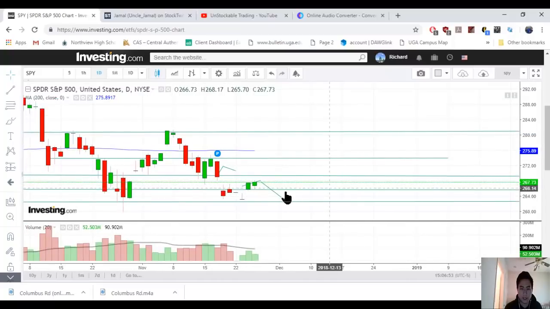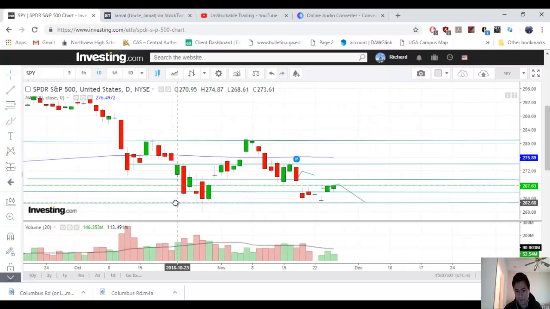How can you tell? By looking at here. We try to break up here but fail, so we came back down here. And right here we started here and then we break up. So 1, 2, 3, and then 4. So that's a support I see.